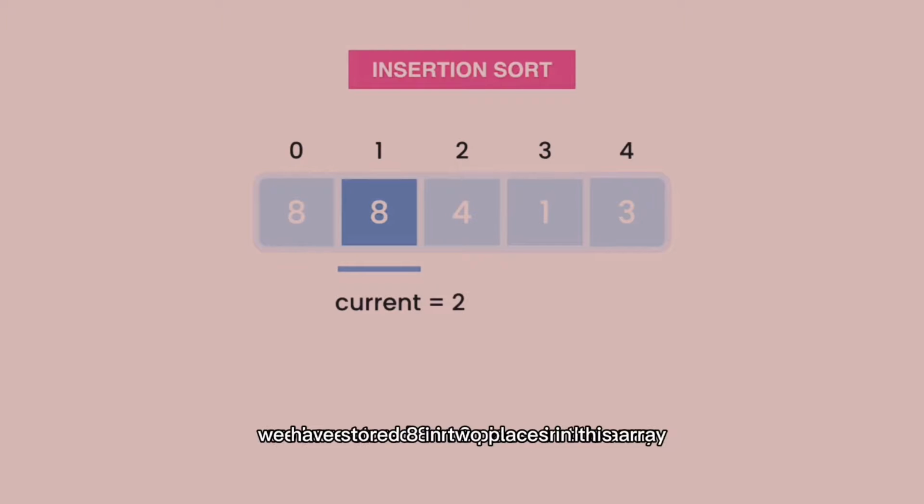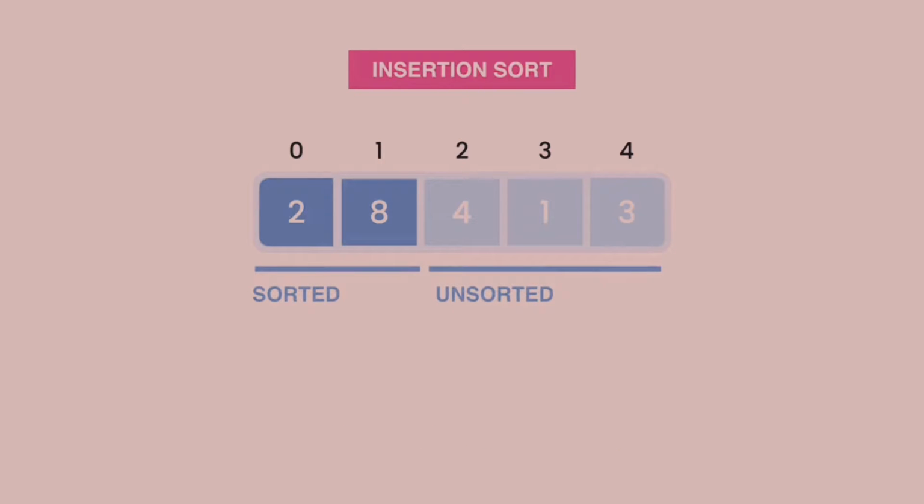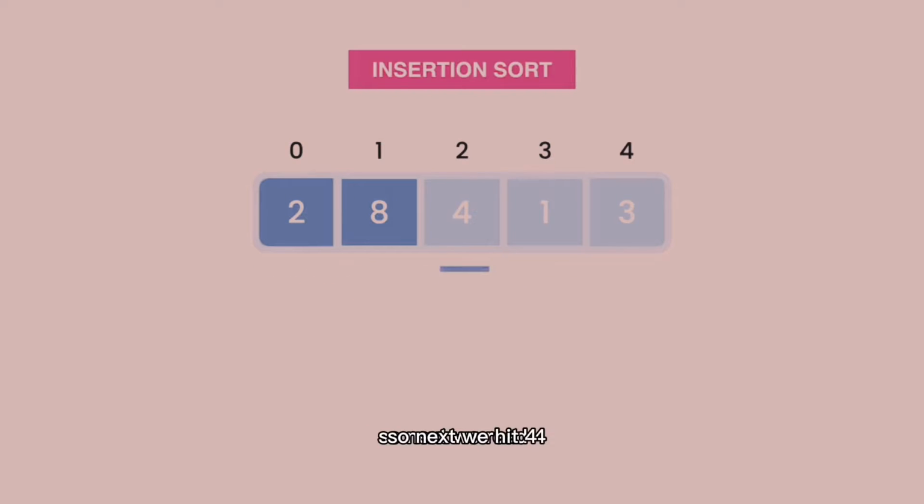Now, technically we have stored 8 in 2 places in this array, but conceptually, we can assume that we shifted 8 to the right, so now the item at index 0 is empty. So we store the value of the current variable here, okay? So we inserted 2 in the correct position amongst the items we have seen so far. This is the sorted part of the array. In every step, we picked one item from the unsorted part and insert it at the correct position in the sorted part. So next we read 4.